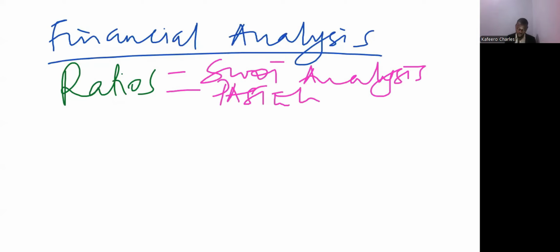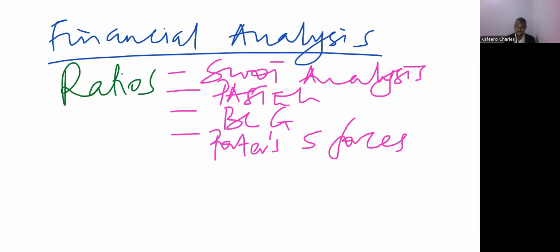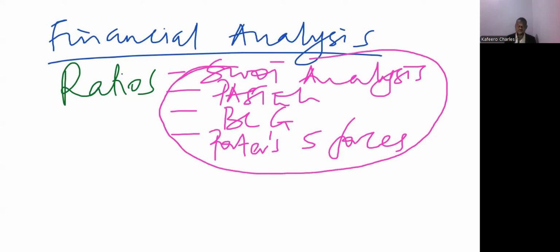We have the PESTEL, we have the Boston Consulting Group, BCG, and we have Porter's 5 forces. These are things that you will have in your business strategy paper, the paper about leadership. That's where some of these things will be. So even if you can analyze the business using these tools, we always analyze ratios. The reason why we analyze using ratios is because here we are basically looking at the financial aspect. So we use ratios to analyze.